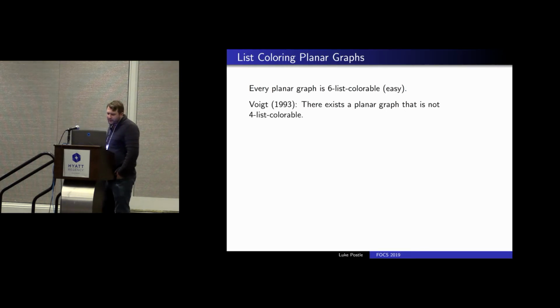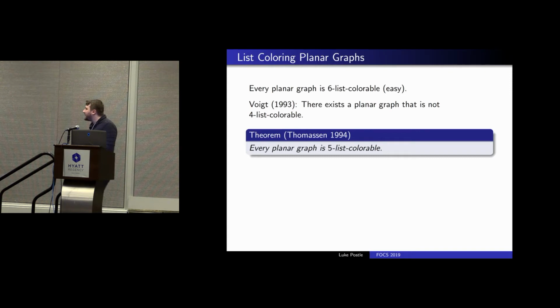Margit Voigt, she showed in '93, answering a conjecture of Erdős, that there exists a planar graph that is not 4-list-colorable. So the 4-color theorem does not extend to list coloring for planar graphs. However, Thomassen in the next year, in a very famous proof, about a page, it's from the Book, showed that every planar graph is 5-list-colorable. So 5 is the right number there. And that, again, answered a question of Erdős.